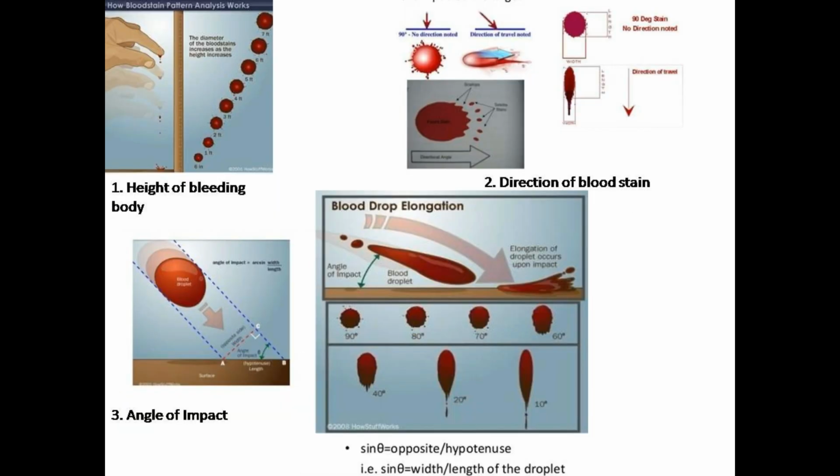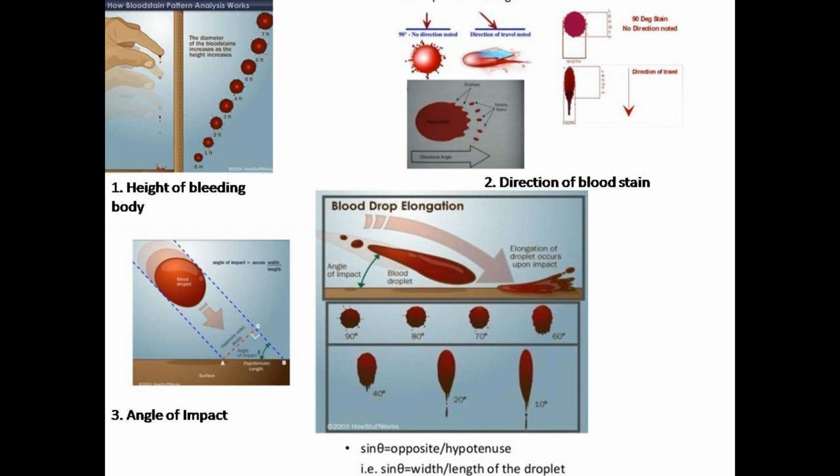By observing a blood stain, four things can be concluded. The first thing is that with the increase in the height of the target or the body from which the blood has dropped or oozed out, the diameter of the blood stain would be more. So the diameter of the blood stain is directly proportional to the height of the body or the target from which the blood has oozed out.